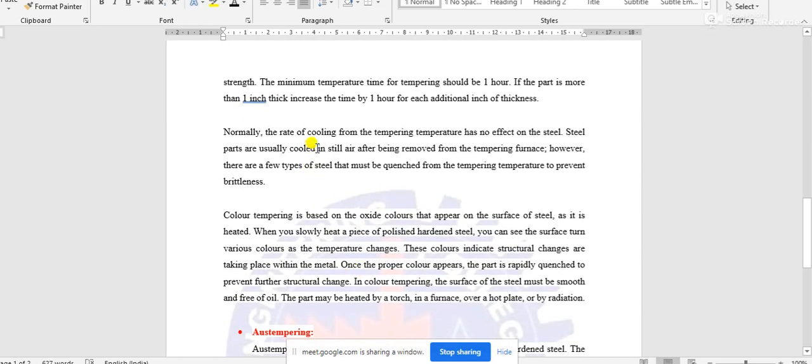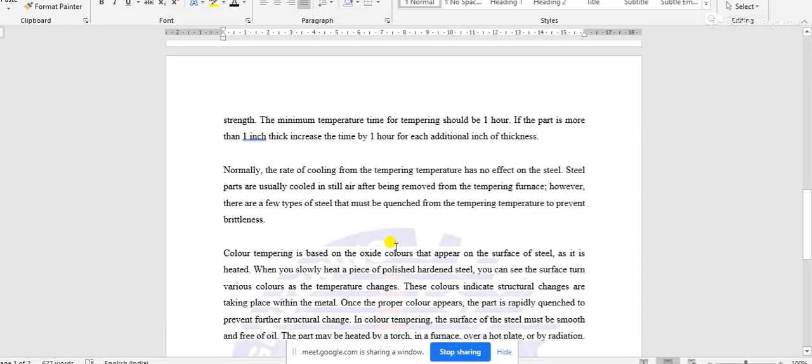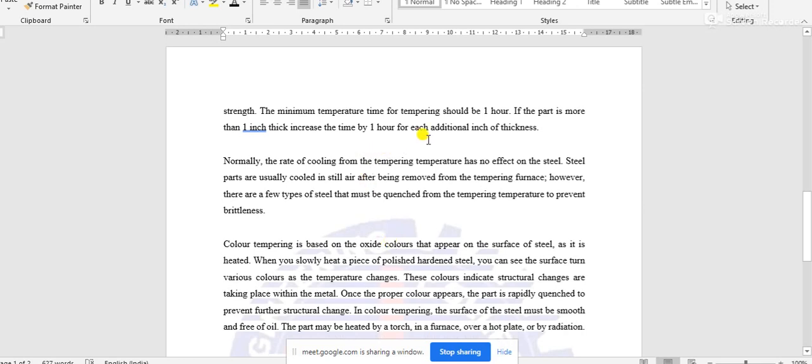About the time, the holding time of the temperature for the second step: for a 1 inch thick part, 1 inch thick steel, the holding time is 1 hour. And obviously if the thickness of the part is greater than 1 inch, then you have to add 1 hour for each additional inch of thickness.